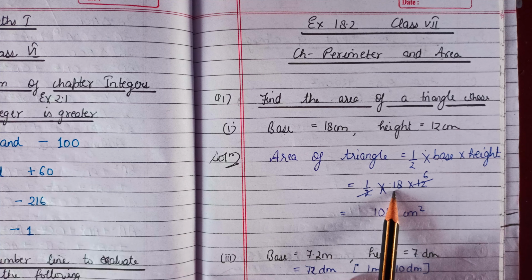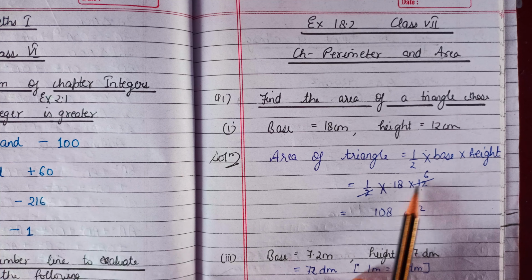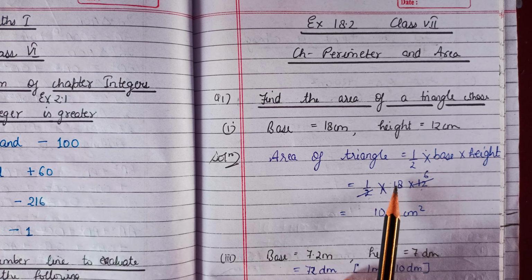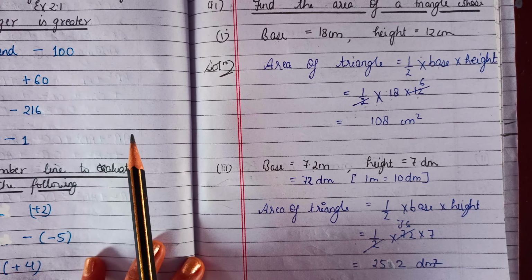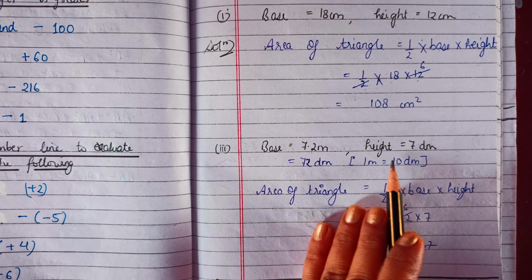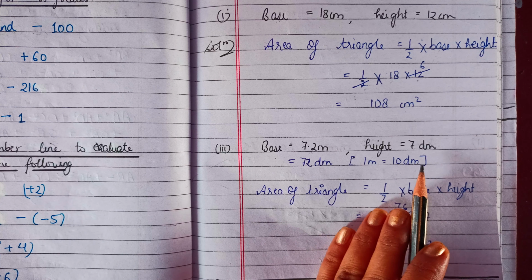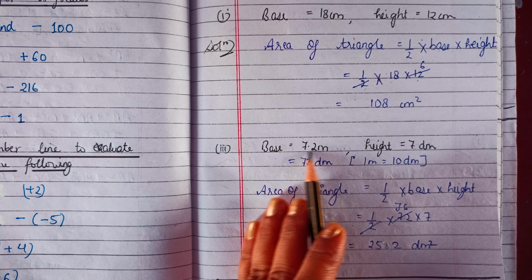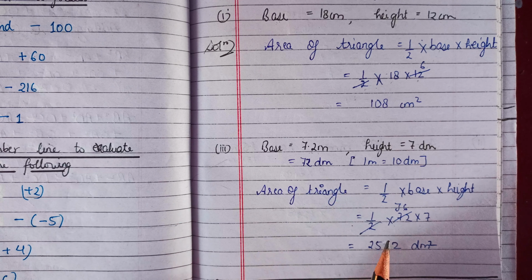In place of base we will write 18, in place of height we will write 12. 2 and 12 cancel out, we will get 6. 6 into 18, 108 centimeter whole square. Now third part, in third part they have given you base and height in different units. We all know that decimeter is smaller than meter, and base is given in meter and height is given in decimeter, so we will convert meter into decimeter.